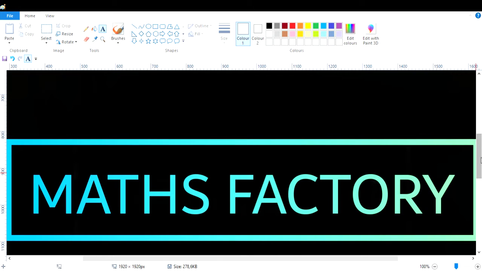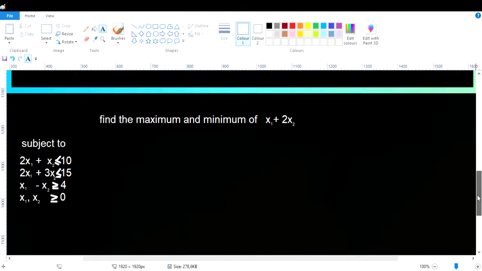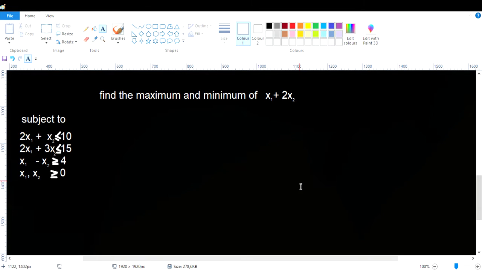In this video, I'm going to show you how to find the maximum value and the minimum value. Here we have to find the maximum value of x sub 1 plus 2x sub 2 subject to these constraints. First step here, we have to get rid of the inequality sign and just write equals to.